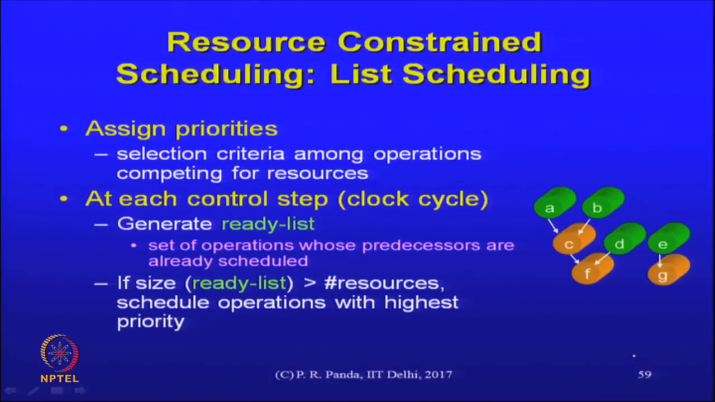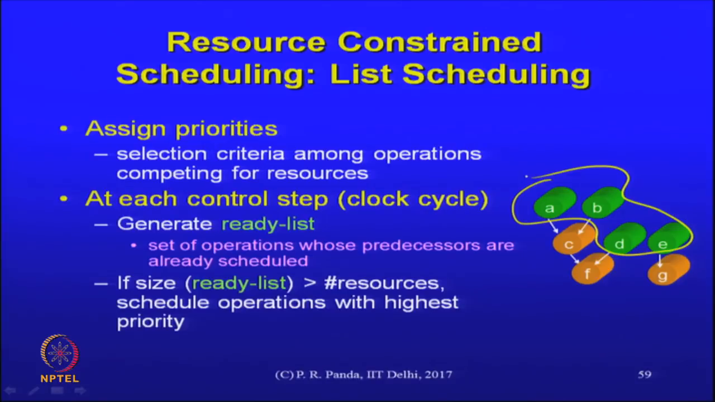You identify for each clock cycle or control step, these are used interchangeably. Control step is a little more general mechanism, but for now let us just treat them as the same. They become different when you have conditionals and there are branches in the finite state machine. So, you generate for each control step a ready list that consists of the set of nodes that are ready to be scheduled. When does a node become ready to be scheduled? When all its predecessors have already been scheduled. Either it has no predecessor or all its predecessors have been scheduled. So, that is when it is ready.